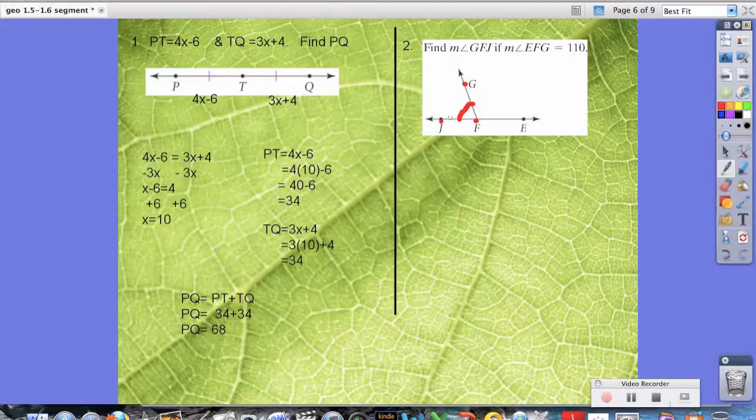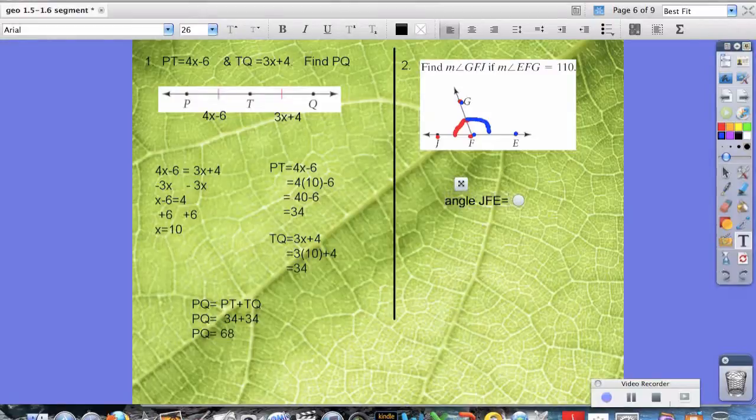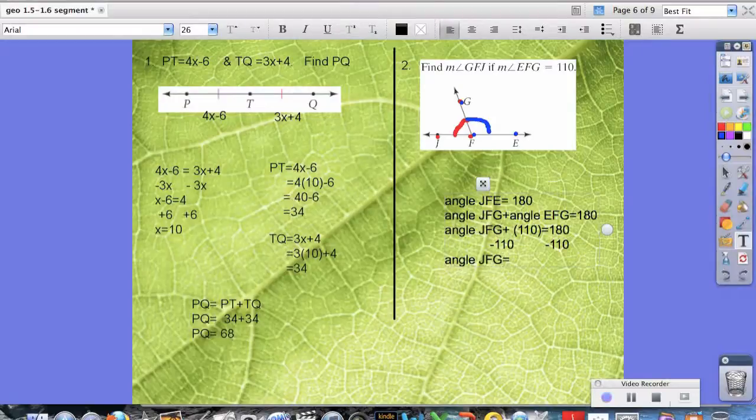Then we have angle EFG. EFG is this angle right there in blue. Now, what you'll notice is that angle JFE is equal to 180 degrees because it creates a straight line, or a straight angle. Now we know that angle JFE is actually angle JFG plus angle EFG, which is equal to 180. Now, angle JFG, we still don't know what that's equal to, but we do know that EFG is 110 degrees. So if we subtract 110 from both sides, we'll find that angle JFG is equal to 70 degrees.